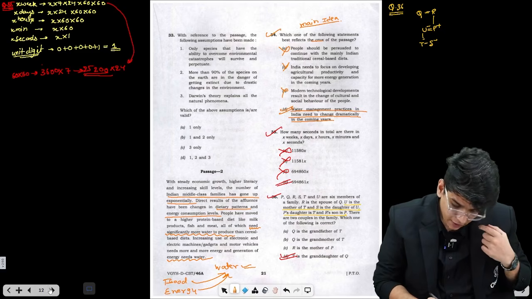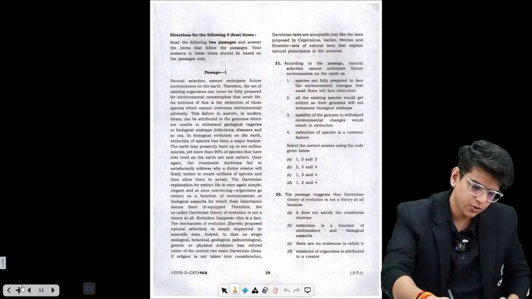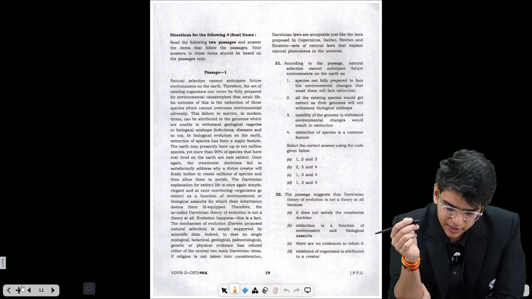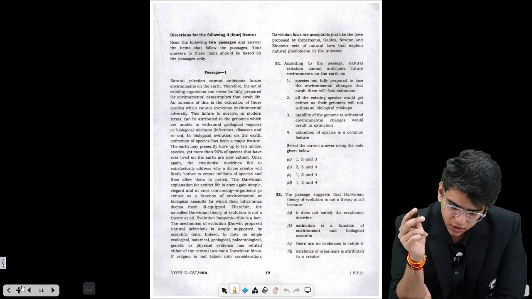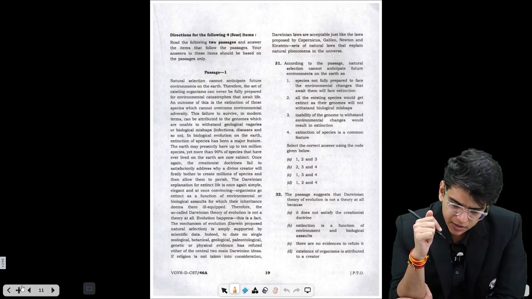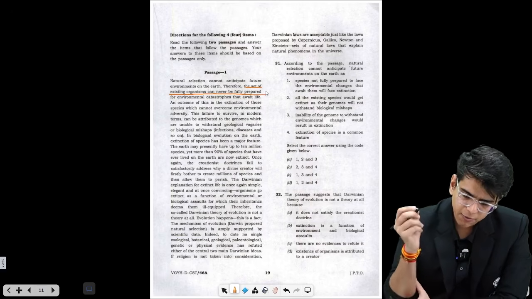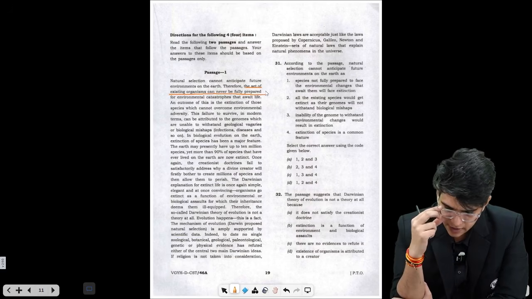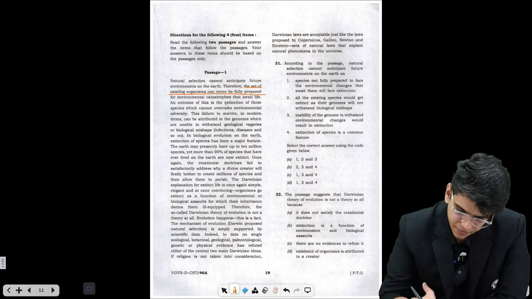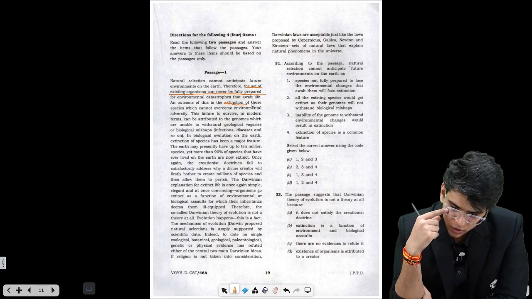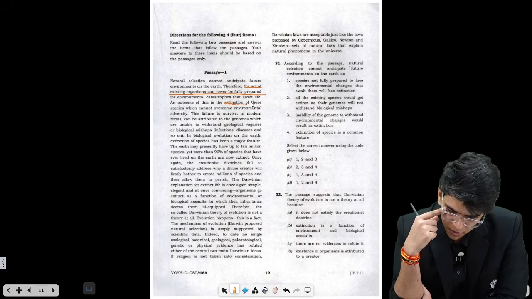Now let's move to question number 31, 32, 33. Let's solve these two. Let's see. Natural selection cannot anticipate future environments on the earth. Therefore, the set of existing organisms can never be fully prepared for environmental catastrophes that await life. An outcome of this is extinction of those species which cannot overcome environmental adversities. This failure to survive in modern terms can be attributed to the genomes which are unable to withstand geological vagaries or biological mishaps.